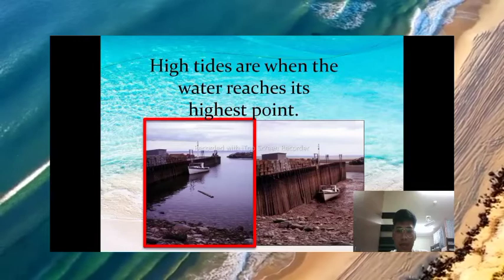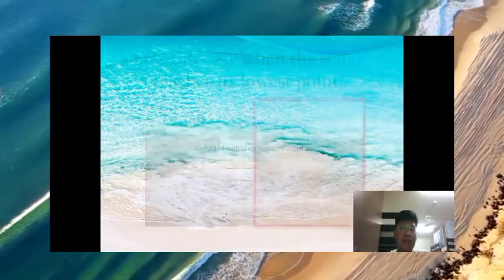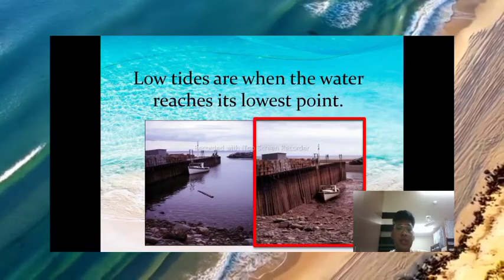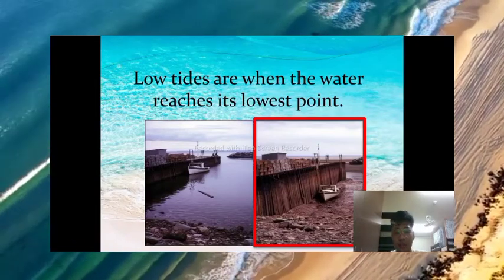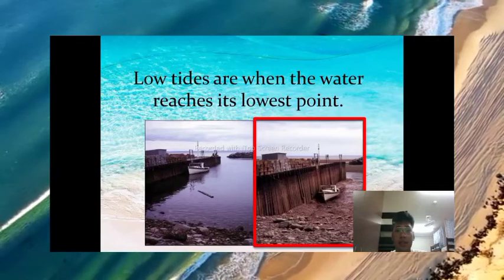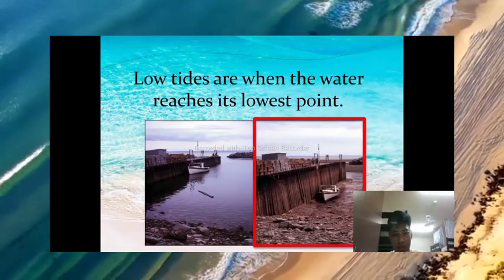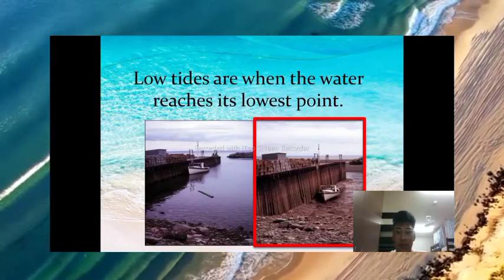The next one is what we call low tides. Low tides are when the water reaches its lowest point. As you can see on the right side of the screen, the boat is at the bottom.